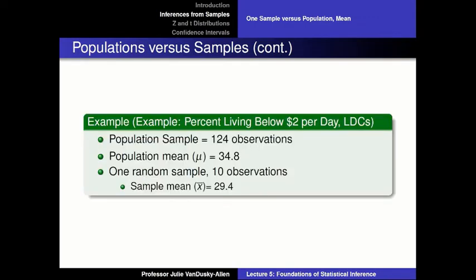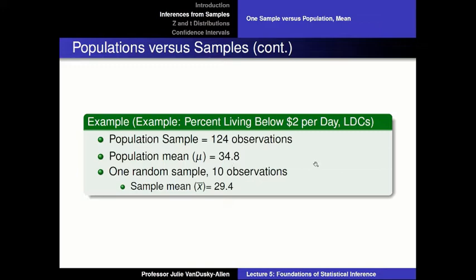Here is a real-world example of how applying sample statistics to an entire population could be a problem. Imagine I collected data on the percent of people living below $2 a day in less developed countries. In all, there were 124 LDCs in total. After I collected this data, I found that the population mean, denoted by the Greek symbol mu, for this variable was 34.8. So on average, 34.8% of people living in LDCs live below $2 a day.